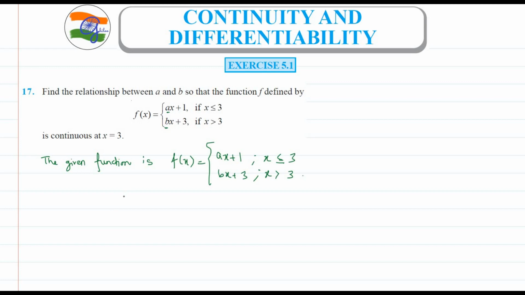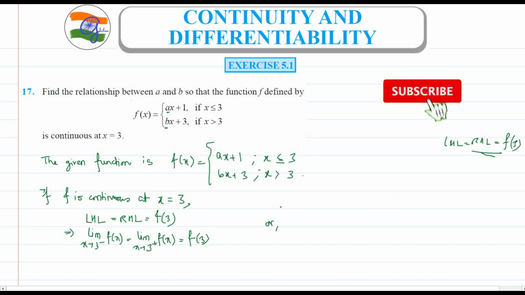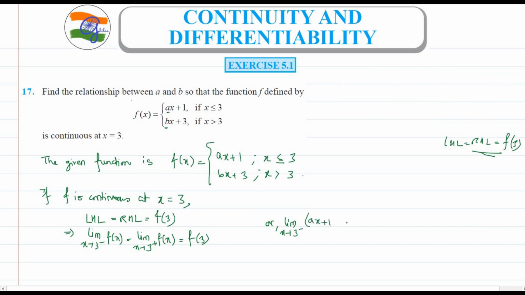Now if this function needs to be continuous at x equal to 3, then obviously LHL must be equal to RHL, and that must be equal to the value of function at 3. So that is what we are going to write in words. Now let us break the definitions. So for x less than 3, which is the case of LHL, we have limit of x tends to 3 minus f of x will be ax plus 1. So that will be giving us 3a plus 1.